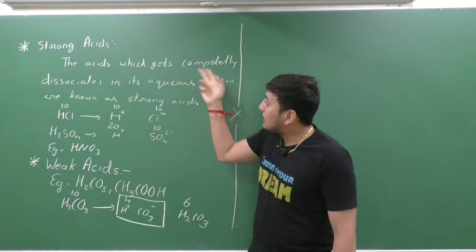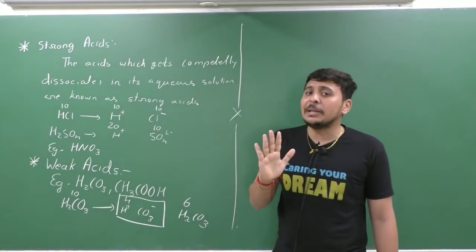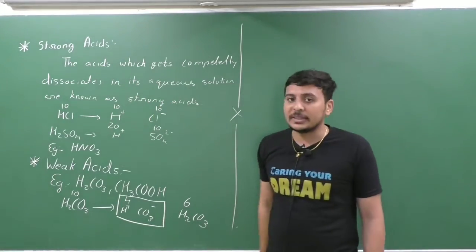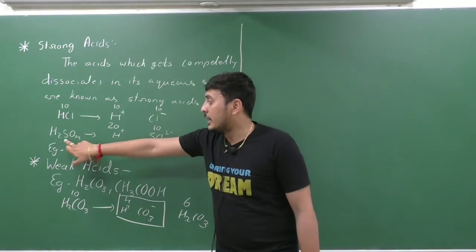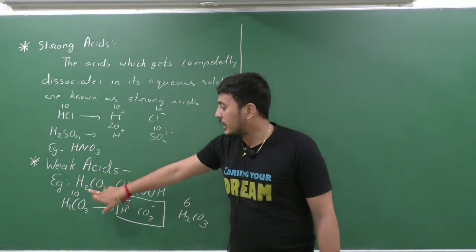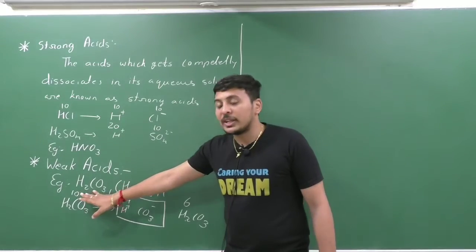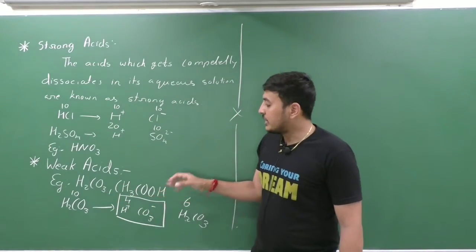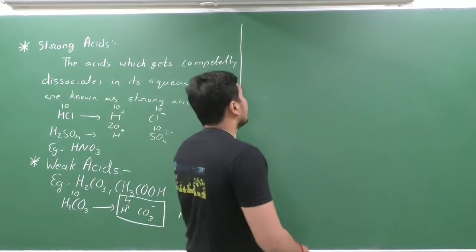If they get completely dissociated, they are known as strong acids. If they do not get completely dissociated, they are known as weak acids. What are the examples of the strong acid? Hydrochloric acid HCl, sulfuric acid H2SO4, nitric acid HNO3. What are the examples of the weak acid? H2CO3, carbonic acid, CH3COOH, ethanoic acid. Clear?